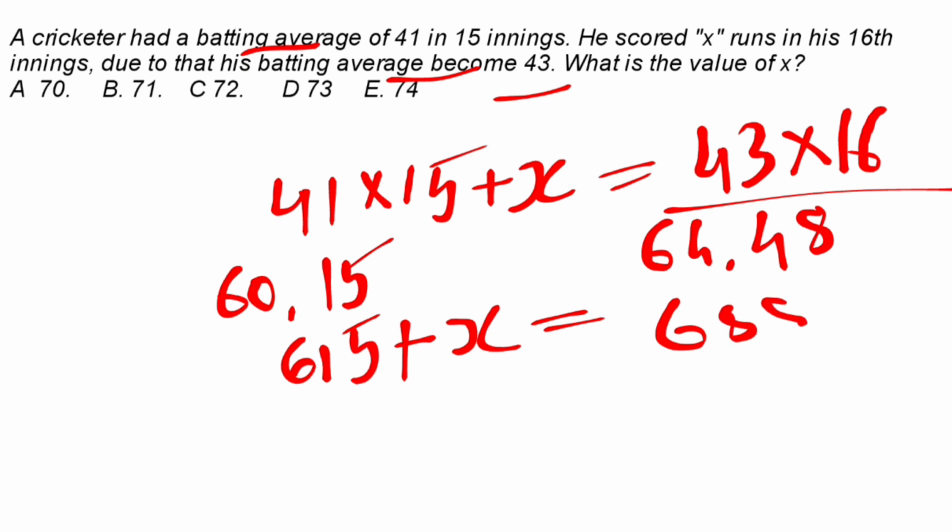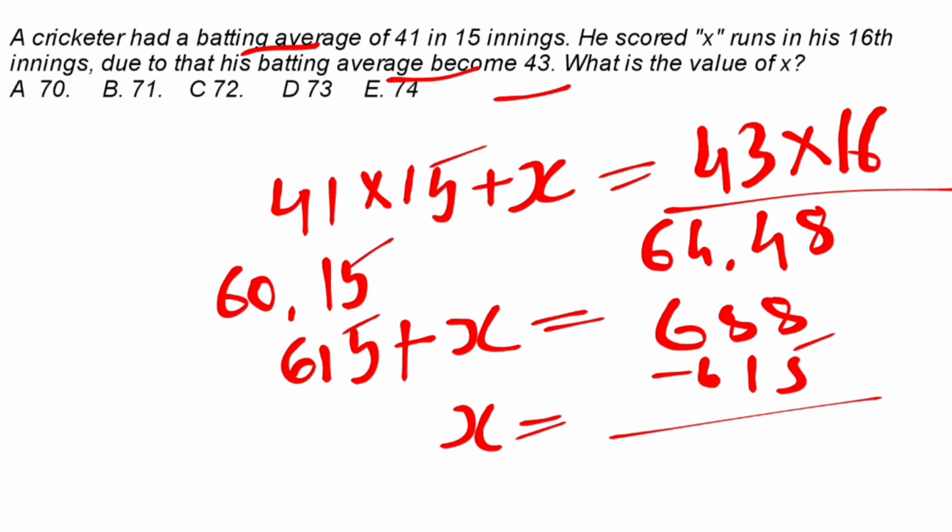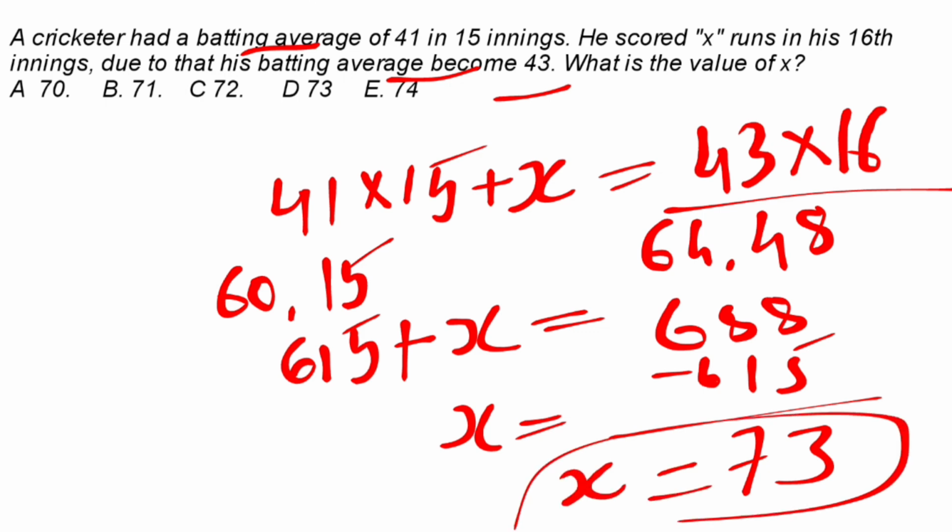688. X is equal to 688 minus 615, which is 73. X value, how much? 73. X value is 73. Option D is the right answer.